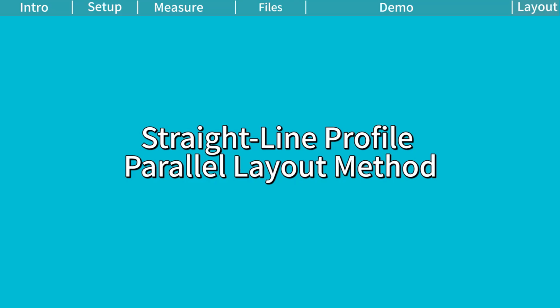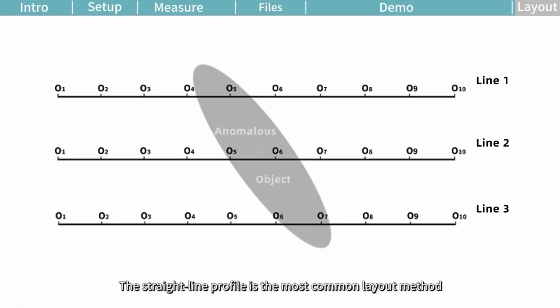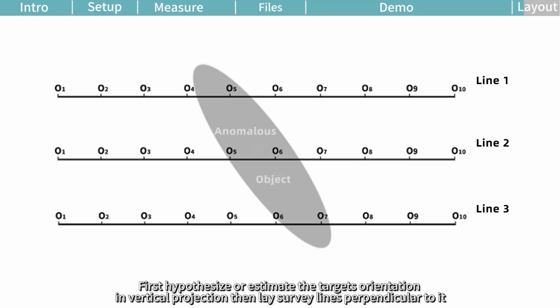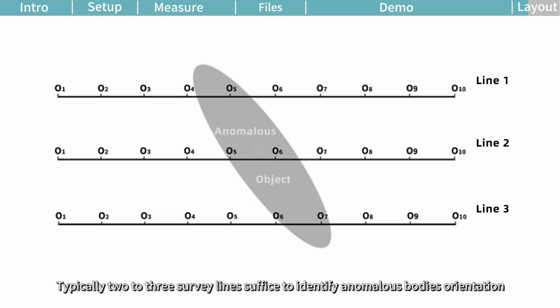Straight line profile parallel layout method. The straight line profile is the most common layout method. Multiple parallel straight line profiles form a multi-line survey enabling rapid determination of subsurface target orientation. First hypothesize or estimate the target's orientation in vertical projection, then lay survey lines perpendicular to it. Typically 2 to 3 survey lines suffice to identify the anomalous body's orientation.